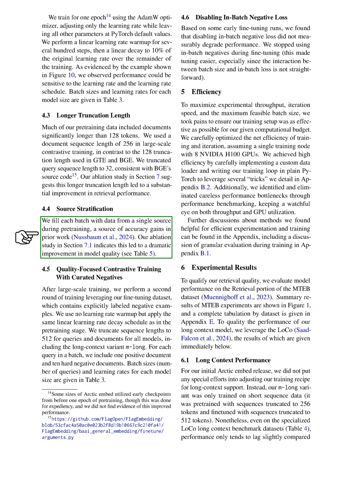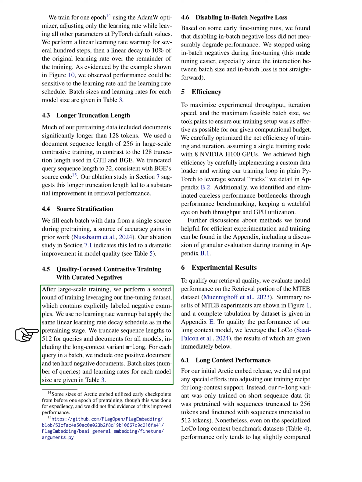Section: Quality-focused contrastive training with curated negatives. In this section, we conduct a second round of training after extensive training by utilizing a fine-tuning dataset with clearly labeled negative examples. We do not use a learning rate warm-up but follow the same linear learning rate decay schedule as in the initial training phase.